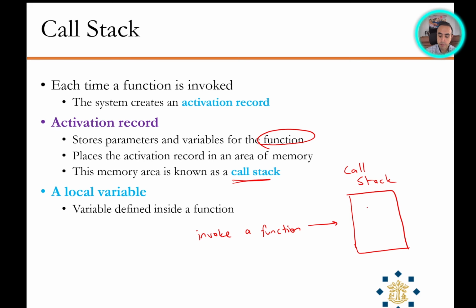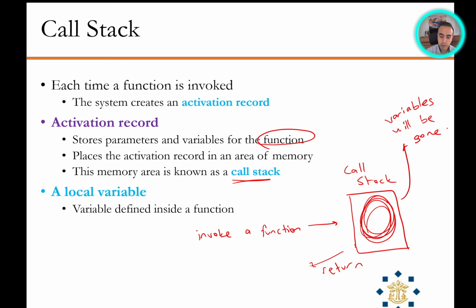So we do our calculations inside here. So all these variables, they are local variables. When we return, all these variables will be gone, okay? When we return to the main method. Okay, so variables defined inside a function will be local variables.